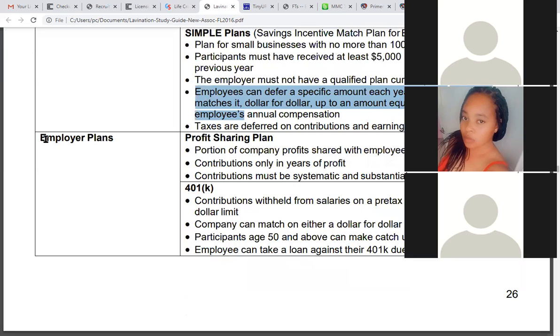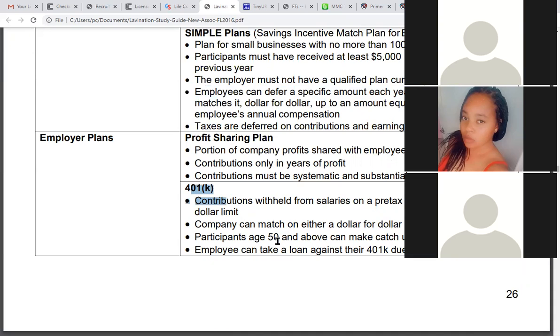All right. What about employer plans? You find big companies like Walmart, Walgreens. Those companies have what we call a profit sharing plan or a 401k plan. Those are plans that we use for big corporations, big organizations. With profit sharing, whenever there is profit, they share it with the people that work there. And the 401k is also used for big corporations. The company also matches you for a percentage.